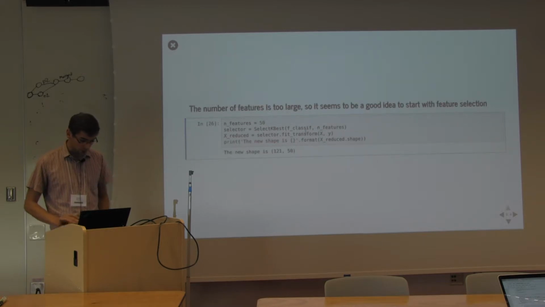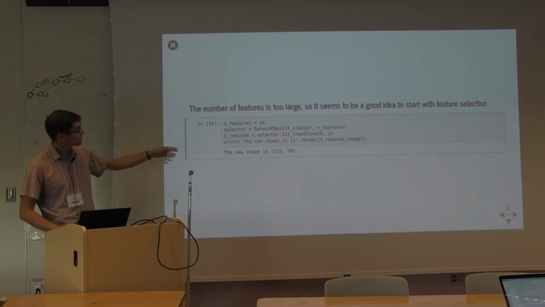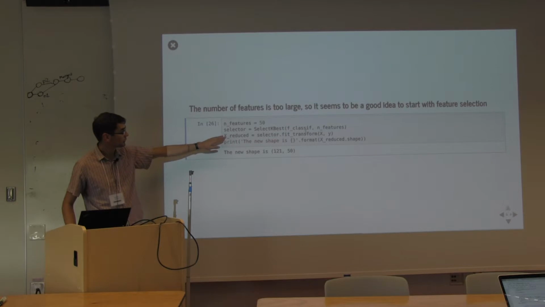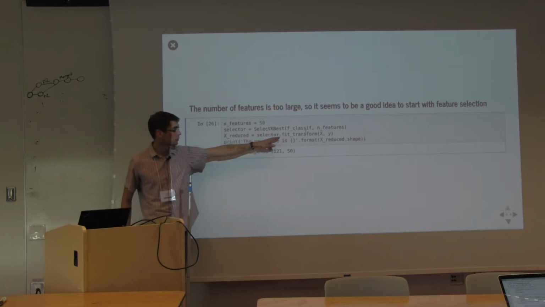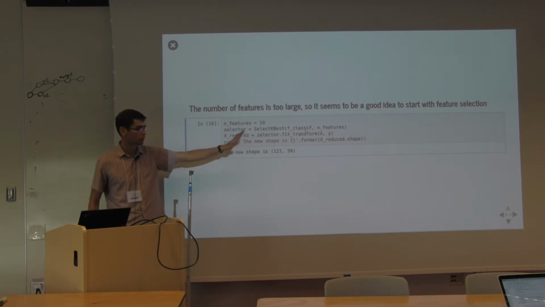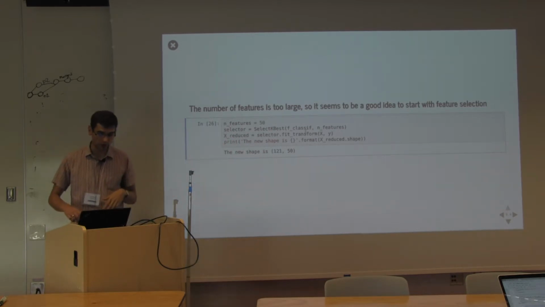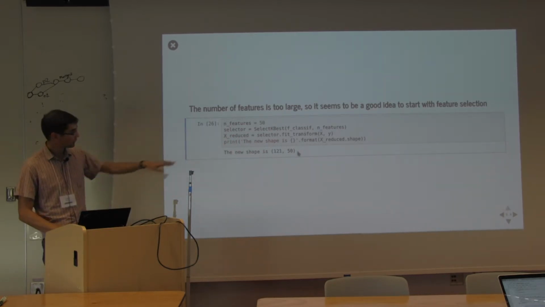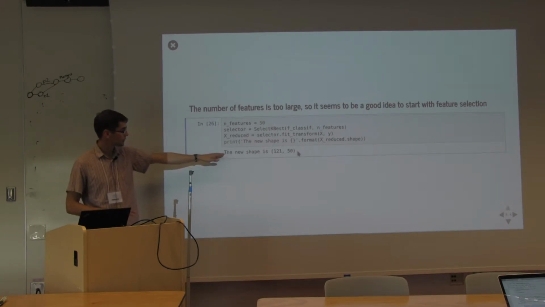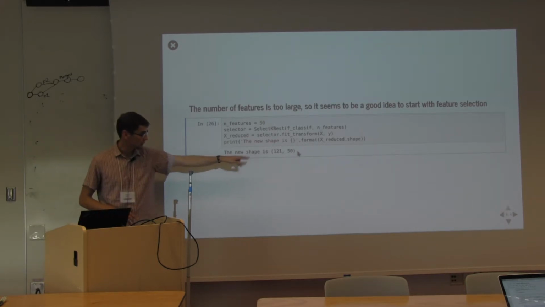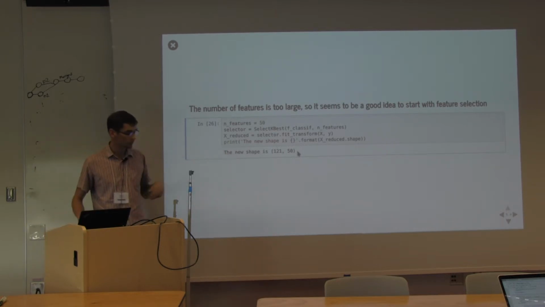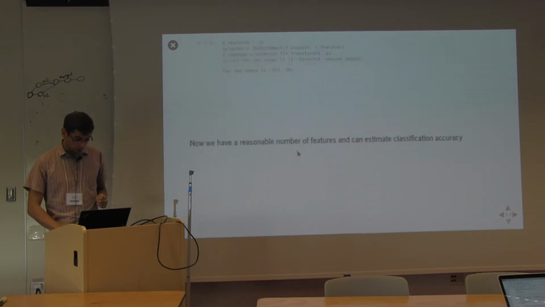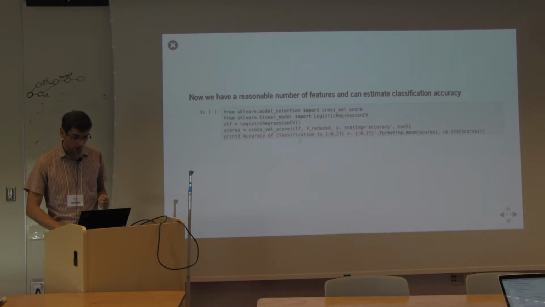So we can fit our transformer, and as usual in scikit-learn, you can do two operations at the same time: fit and transform your data. So now you see the shape of the new data is as we requested. We have now 50 features. Now we can try to estimate accuracy.